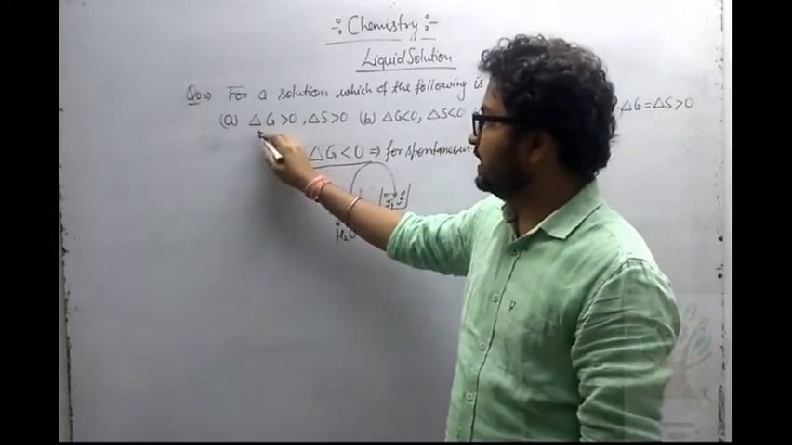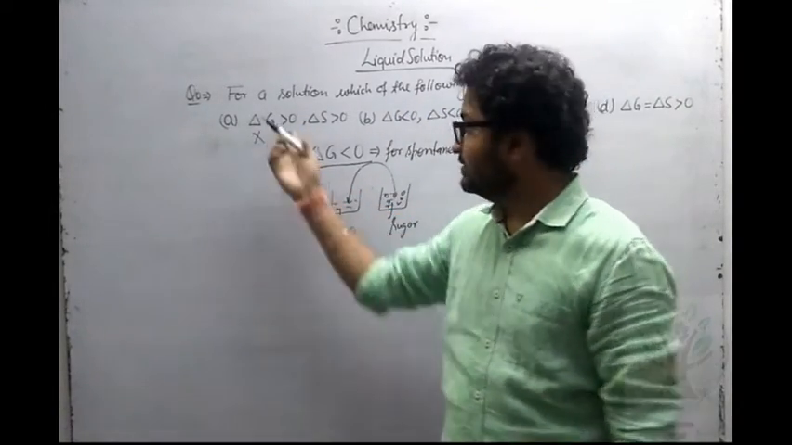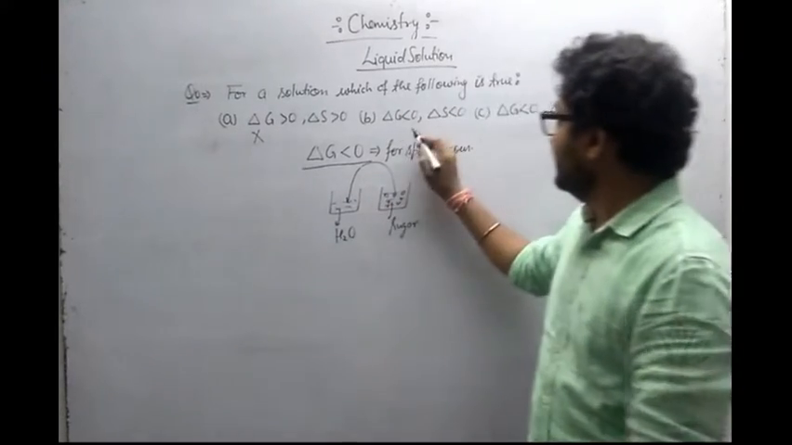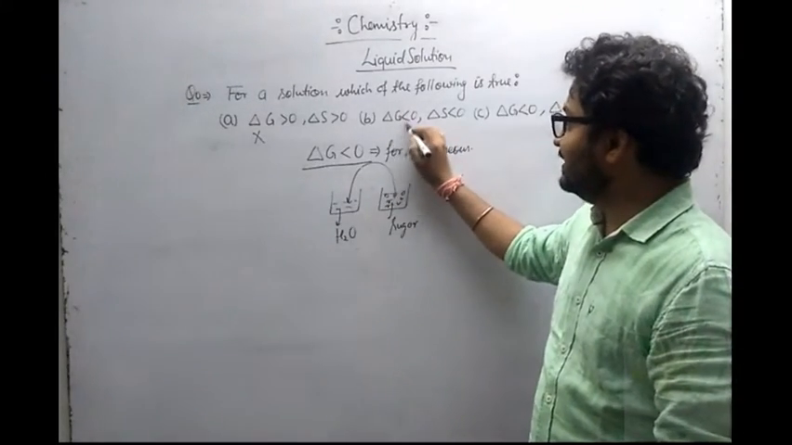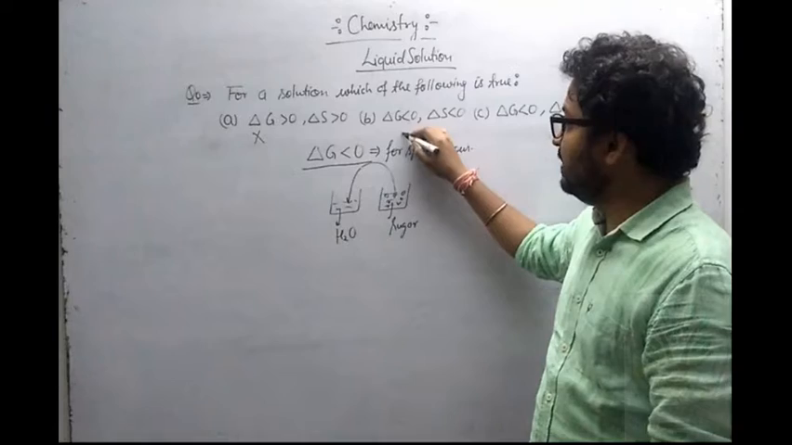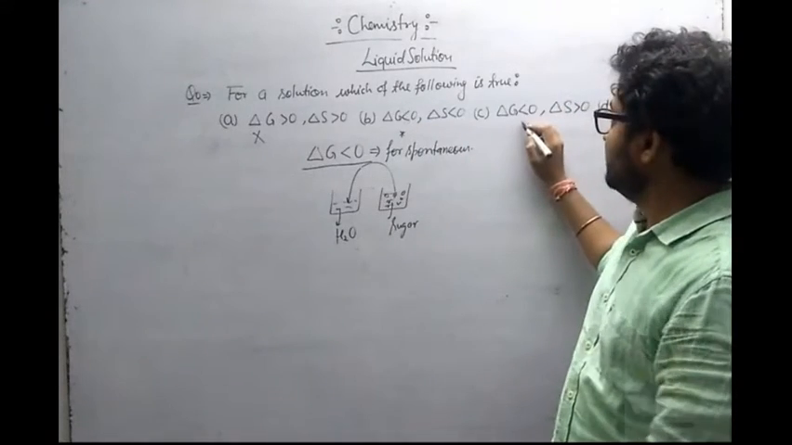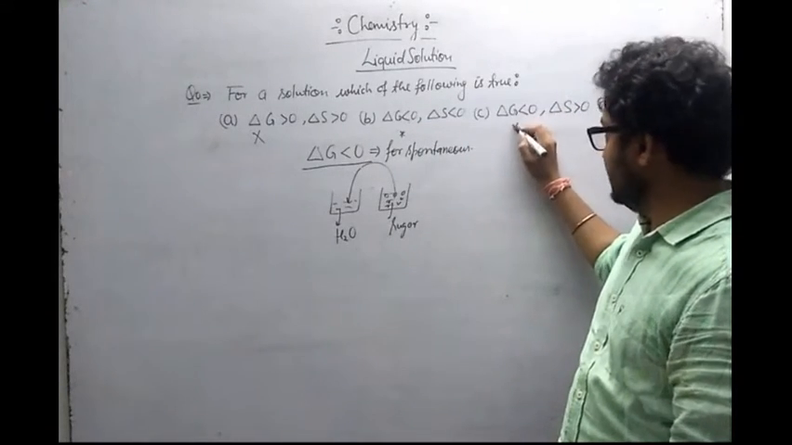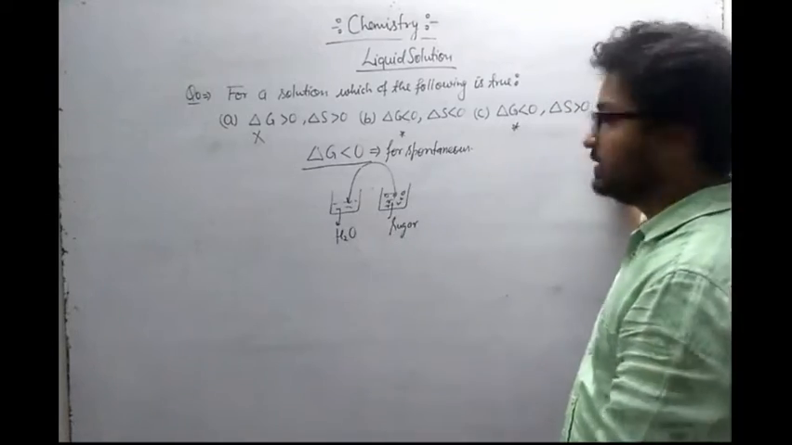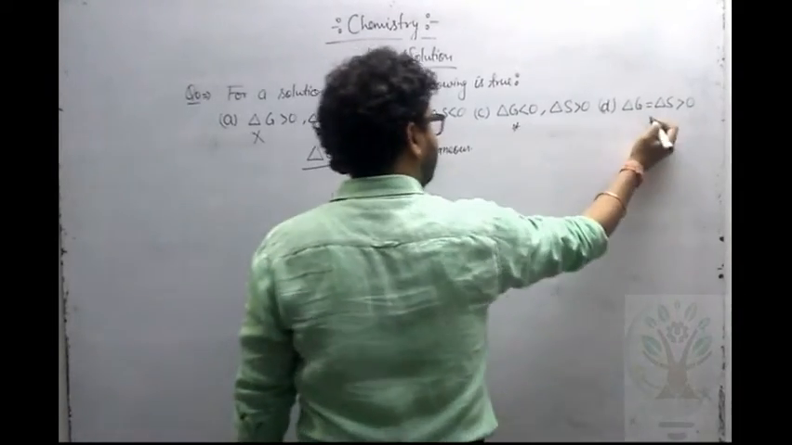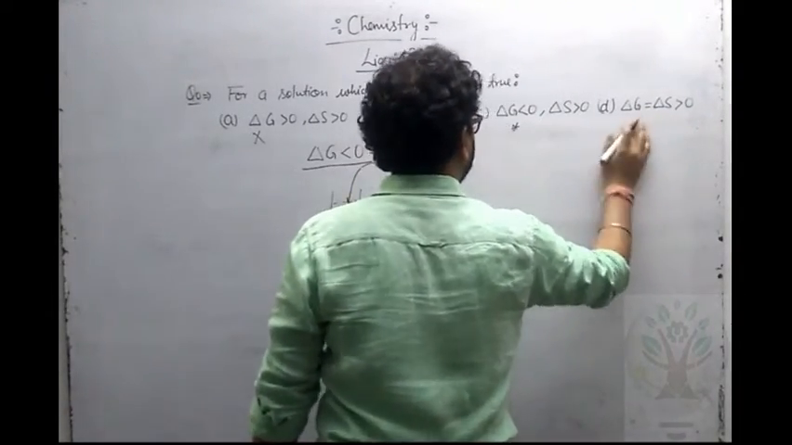So can this answer be correct? No. Delta G is greater than 0 here, so it is wrong. Can this answer be correct? Yes. Delta G less than 0, it may be correct. Can this answer be correct? Delta G less than 0, yes, this may be correct. Is this answer correct? Delta G greater than 0, no. It is not correct at all.